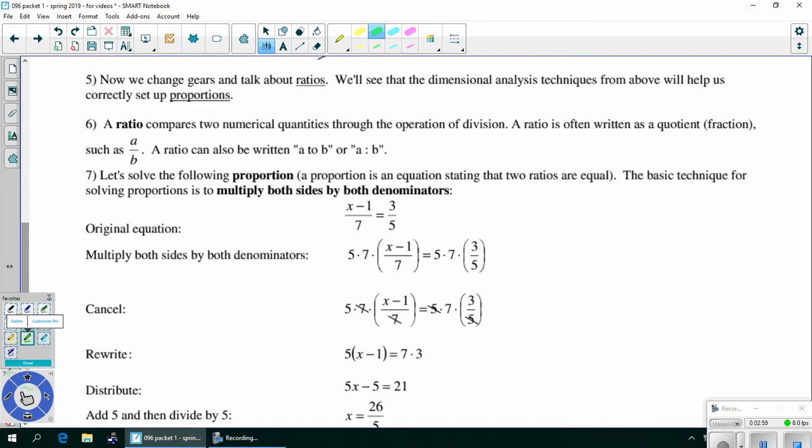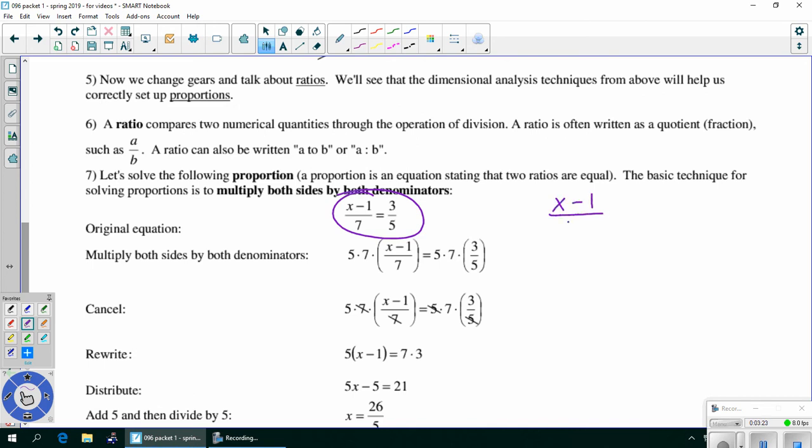Let's solve the following proportion. A proportion is an equation stating that 2 ratios are equal. So take a look at our proportion. It's right here. It says that 2 ratios are equal, 2 fractions are equal to each other. That's the definition of a proportion. It's 2 fractions equal. Our basic technique for solving proportions is to multiply both sides by both denominators.